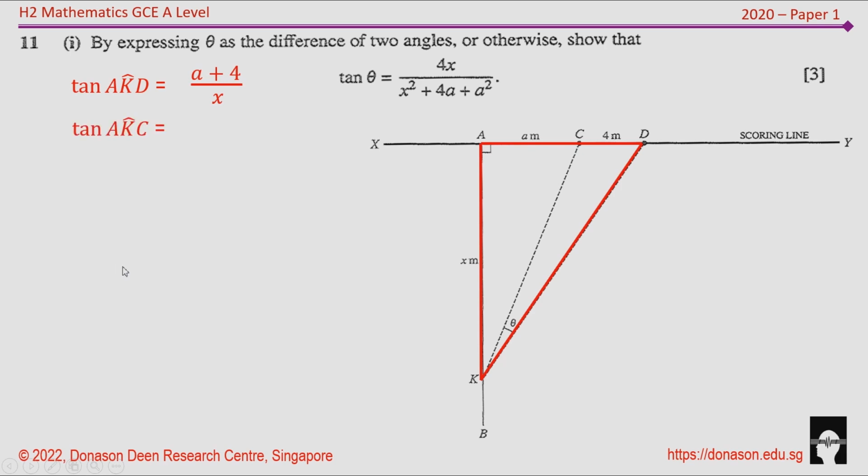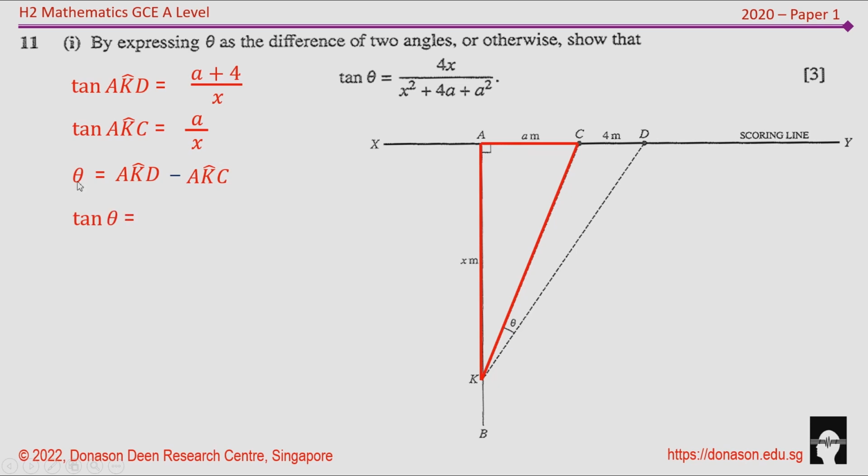Now let's go for the second triangle. We want to find angle AKC, this little angle here. The opposite for this angle AKC is the length a, so it is a divided by x. So that is tan AKC. Now what is theta? Theta is the angle AKD minus the angle AKC. So theta is the angle AKD, subtract away the angle AKC, that would give you theta.